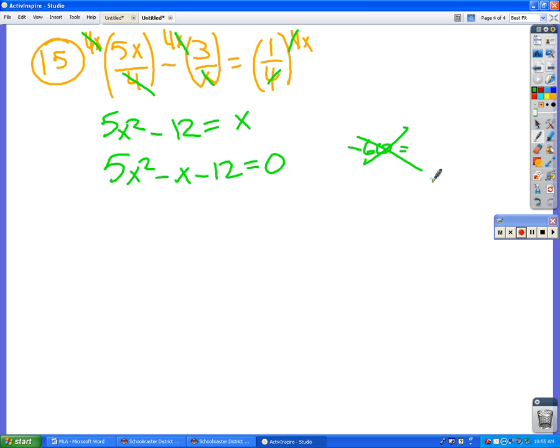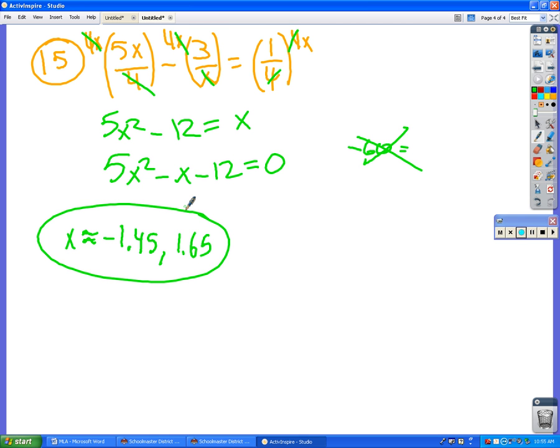What number is this? 15. You should come up with about -1.45 and 1.65. Yeah, and those are approximate answers. There's the rounding. That's the quadratic formula, which you have to do because this does not factor. So you could try factoring it, but then when that doesn't work out, then you need to go with one of the other methods.